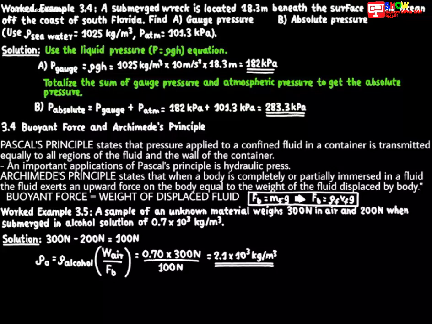The buoyant force, which is the weight of the displaced fluid, F_B, is equal to m_F g, which is rho_F V g. Worked example 3.5. A sample of unknown material weighs 300 Newton in air and 200 Newton submerged in an alcohol solution of 0.7 times 10 to the power of 3 kilogram per meter cubed. Let's subtract them and calculate.